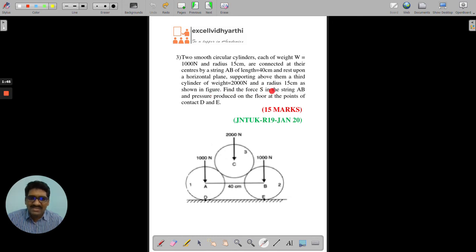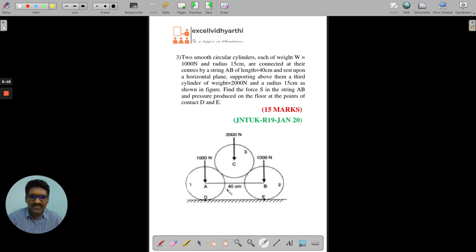Find the force S in the string AB and the pressure produced on the floor at the points of contact D and E. He was asking you to determine the force acting in the string, and at the same time the pressure at D and the pressure at E. Can you say what these pressures are? Pressures are nothing but the reaction forces.